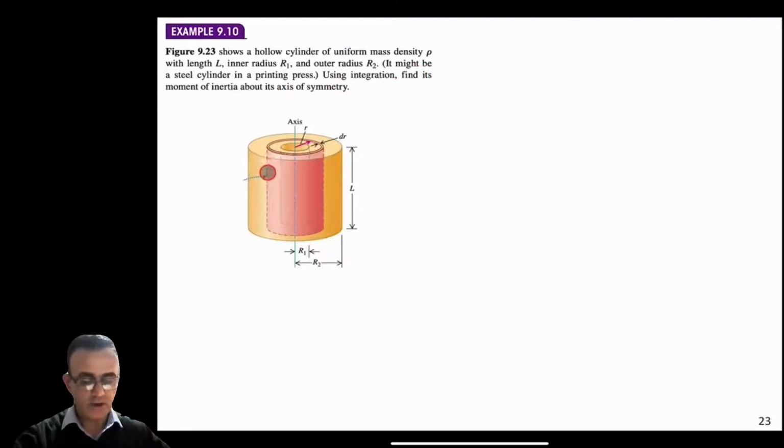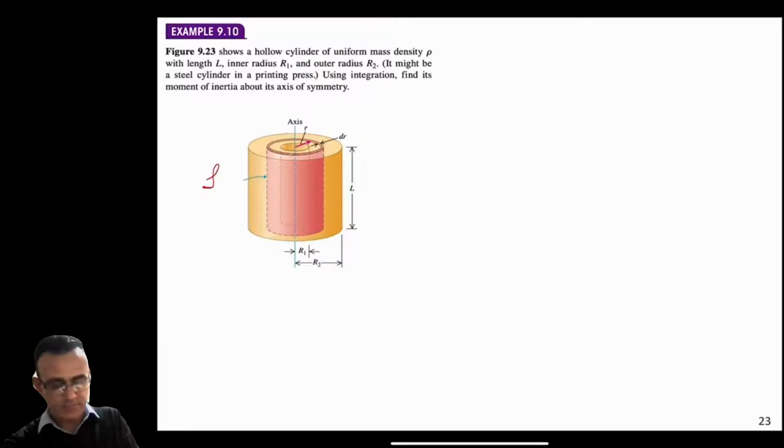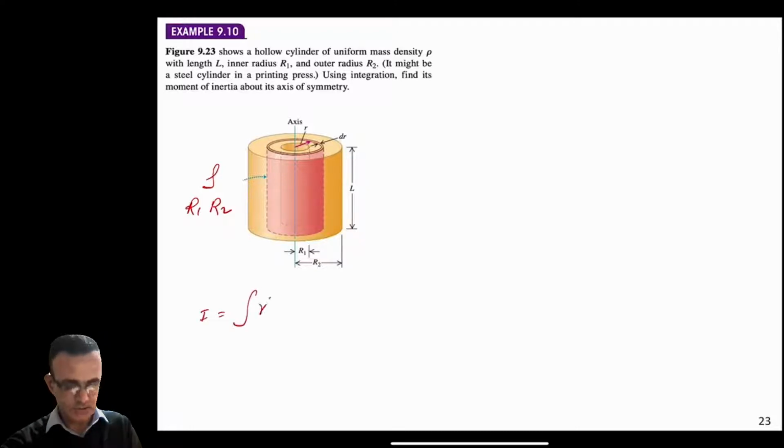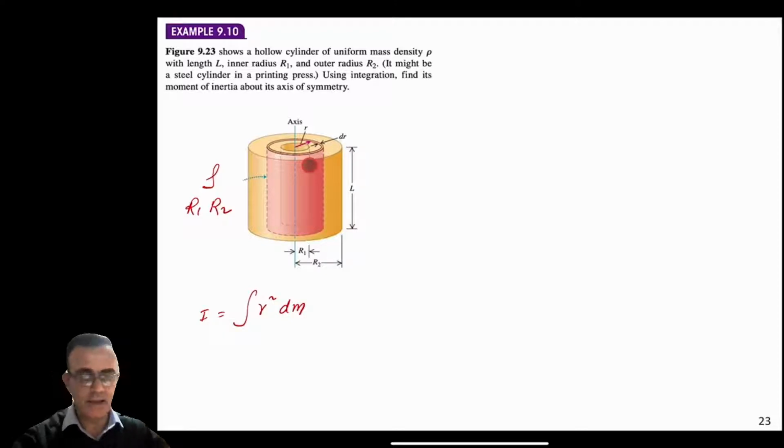Now if you want to calculate the moment of inertia of this specific example, the way we will do it: the density is given, which is rho, and you are also given R1 and R2, and you need to calculate I. We know that I is equal to the integral of r square dm, and for this we will consider a thin ring here, which is dr, and the distance of this thin ring from the center is r.